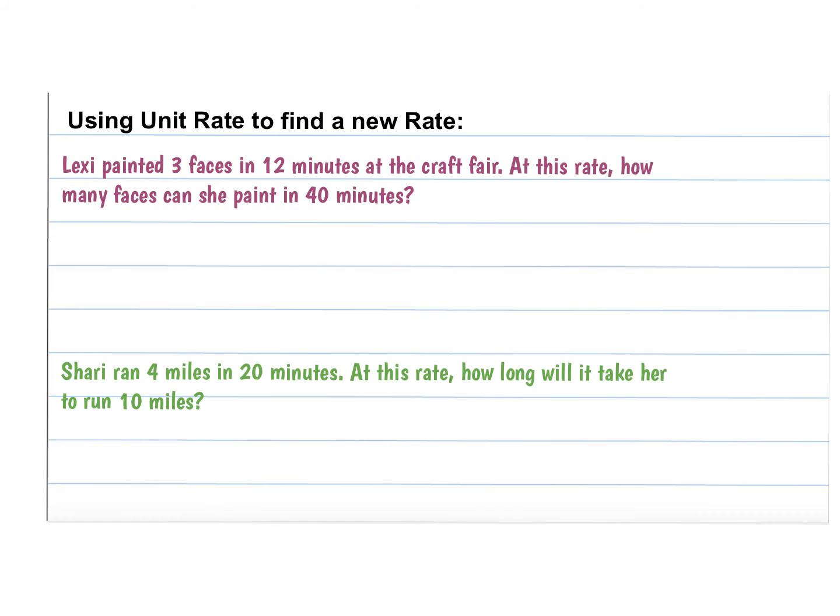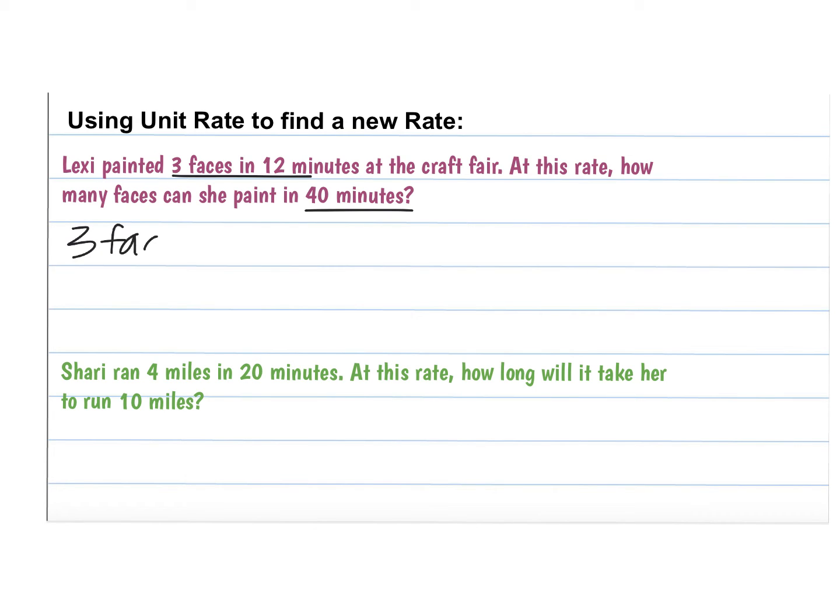We can use unit rate to find a new rate. So these would be also great examples to be written down. Lexi painted 3 faces in 12 minutes at the craft fair. At this rate, how many faces can she paint in 40 minutes? So first we want to figure out how many faces can she paint in 1 minute. And then with that, we are going to multiply that times 40 to get to 40 minutes. So that's what's going to determine how I set up my rate.